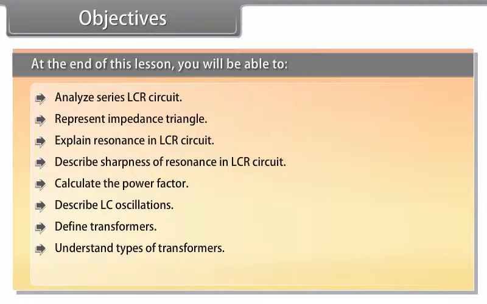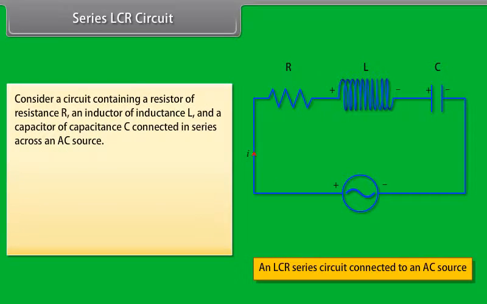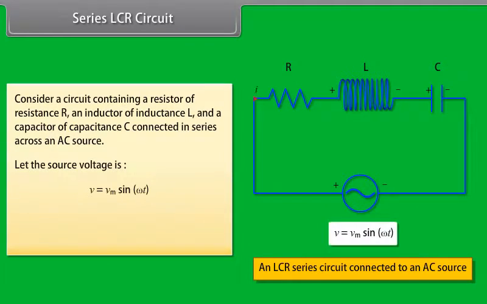Series LCR circuit. Consider a circuit containing a resistor of resistance R, an inductor of inductance L, and a capacitor of capacitance C connected in series across an AC source. Let the source voltage be V = Vm sin omega t. We apply Kirchhoff's rule in the loop to get V = VR + VL + VC.